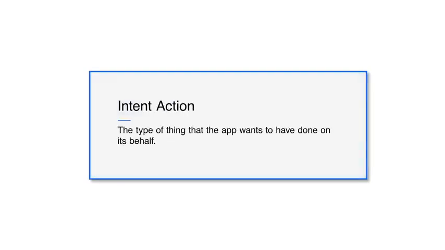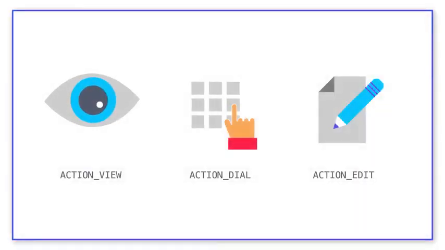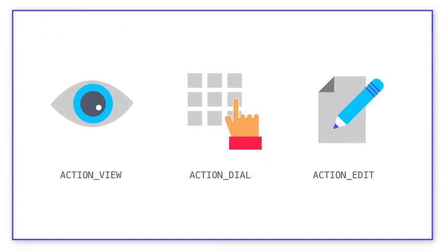Each implicit intent must have an action. Now, these actions are completely different than the actions we have in the navigation graph, and I apologize for us using the same term to mean two different things, but it's a useful term. Actions are used in intents to describe the type of thing that is to be done. Common actions are defined in the intent class, such as view, edit, or dial.